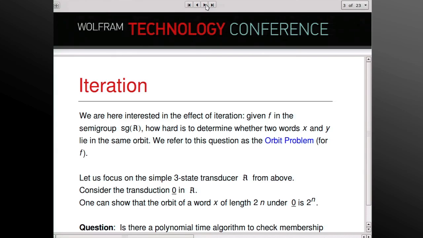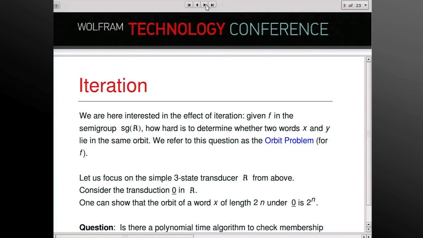Suppose I give you two words. Let's say each is 1,000 bits long. And I want to know whether one word occurs in the orbit of another. So I'll give you one of my little transducers. I fix an initial state. And now I ask you, if you apply the transduction defined by that initial state over and over and over to word X, will you ever get word Y?